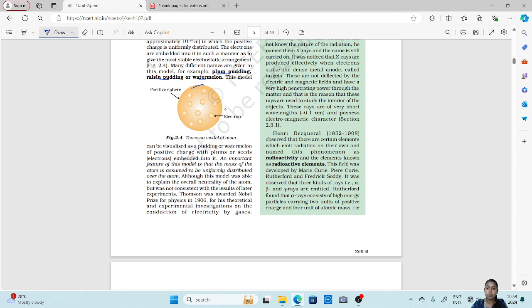So Thomson was awarded the Nobel Prize for Physics in 1906 for his theoretical and experimental investigation on the conduction of electricity by gases.